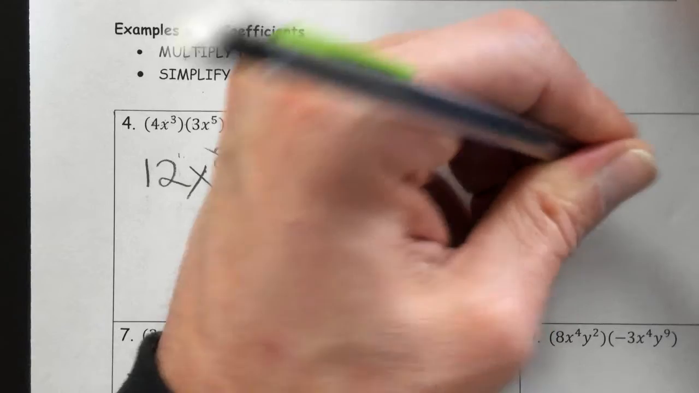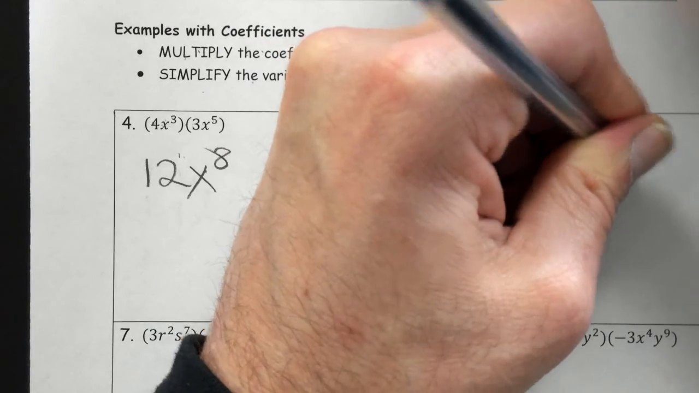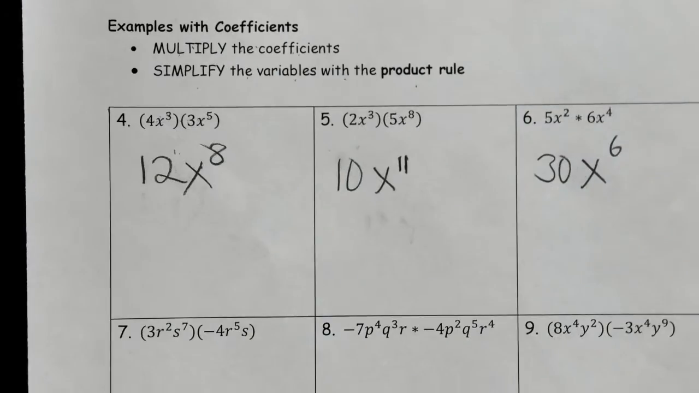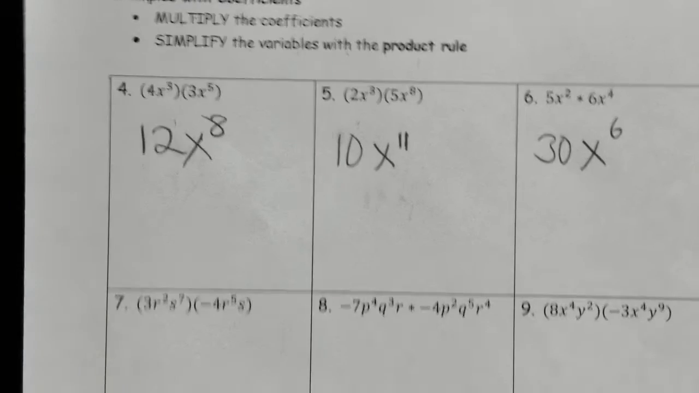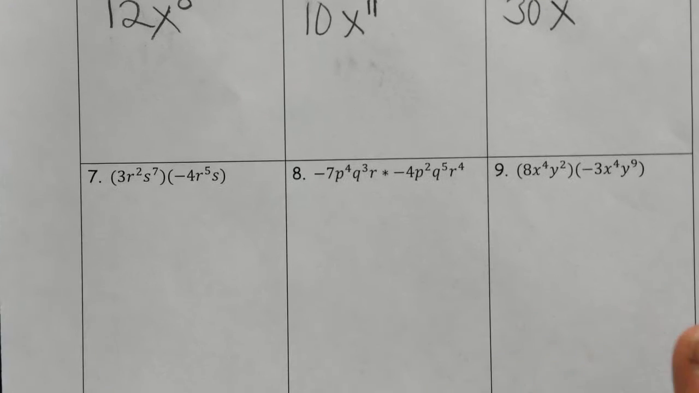So that would be 30x to the 6th power. So again, when you've got coefficients, what you'll need to do is multiply those coefficients together first. And then once that happens, you can go ahead and multiply the variables together to come up with the correct answer. All right? Okay, we have 3 more examples that we need to look at.